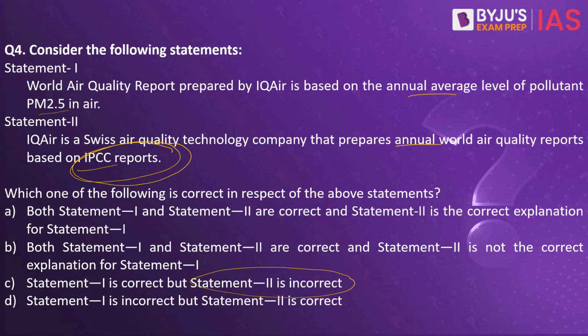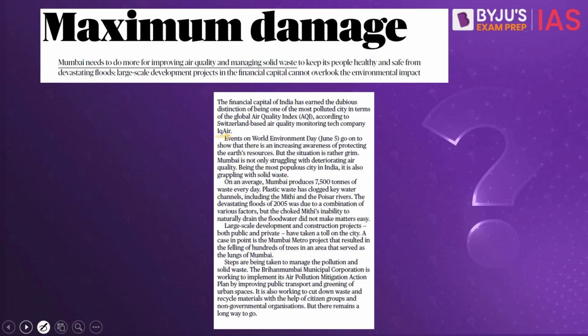As part of the assignment, put in the comment section which is the most polluted city in the world as per IQAir. This article further makes a reference to Mumbai. It says Mumbai is one of the polluted cities in the country. It is also one of the major polluted cities in the world as well. There is a lot of air pollution in Mumbai.